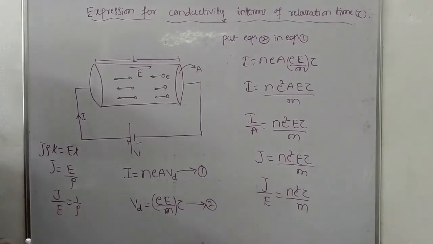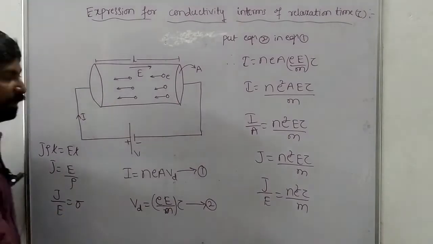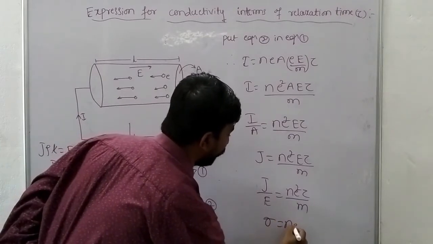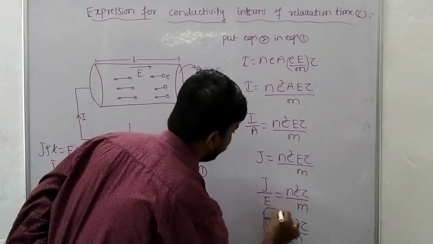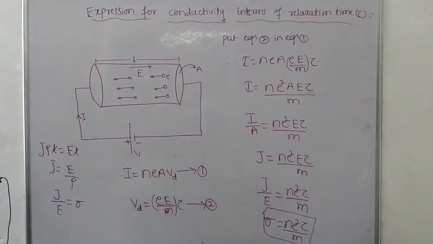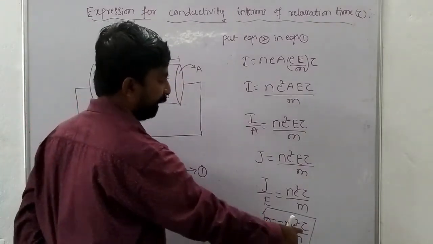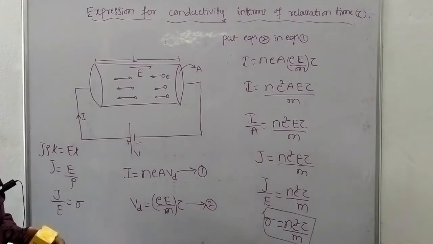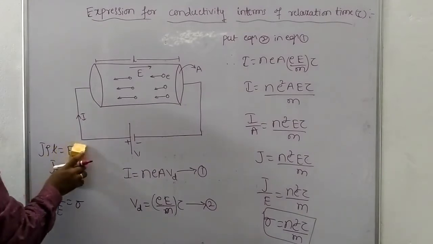The reciprocal of the resistivity of the material is called conductivity. Therefore we can write 1 by rho is equal to sigma. So J by E is equal to sigma. Therefore J by E is equal to sigma is equal to N e square tau by m. So this is the expression for the conductivity in terms of relaxation time tau. Sigma is equal to N e square tau by m.